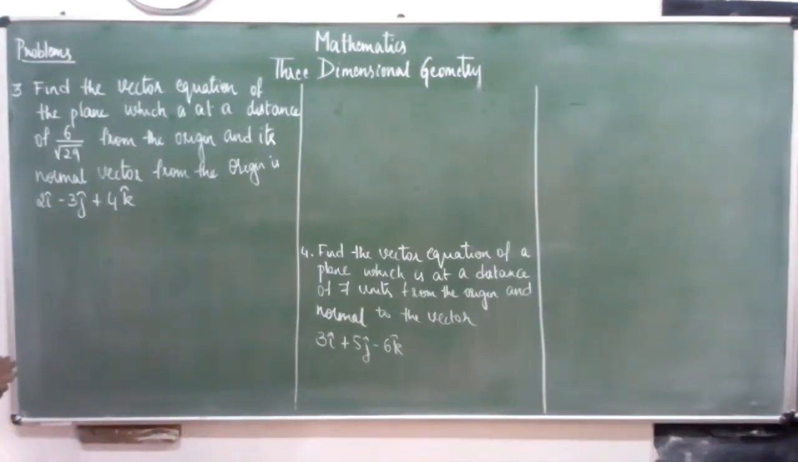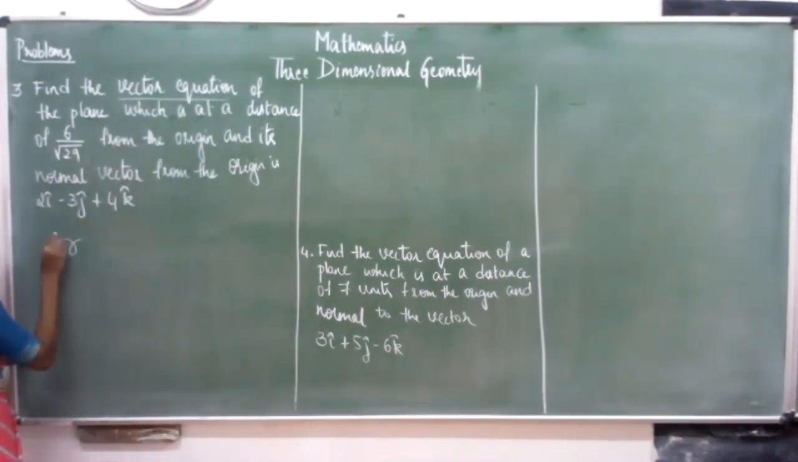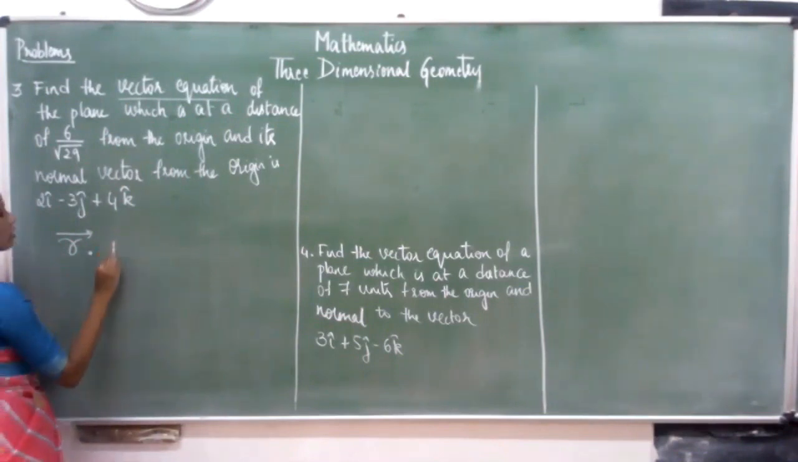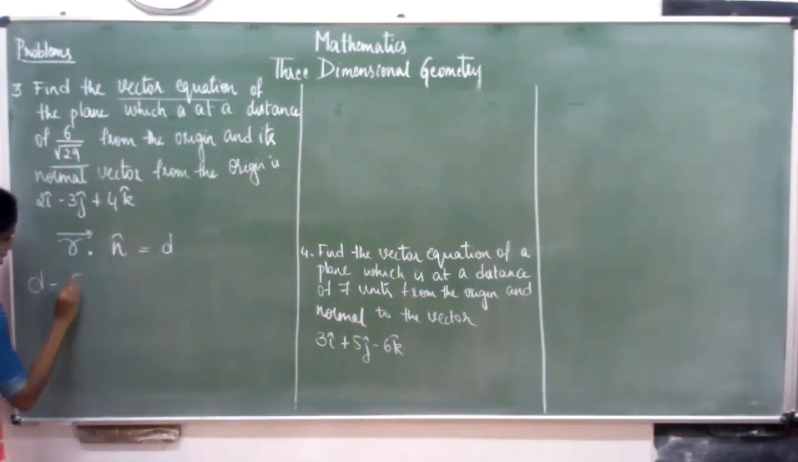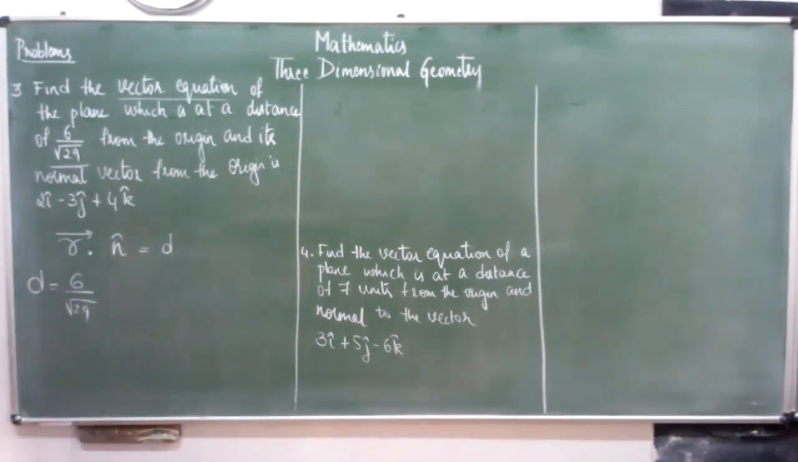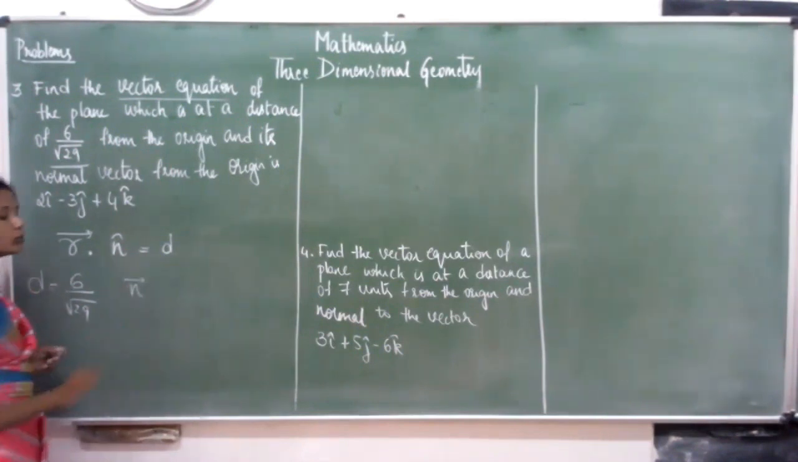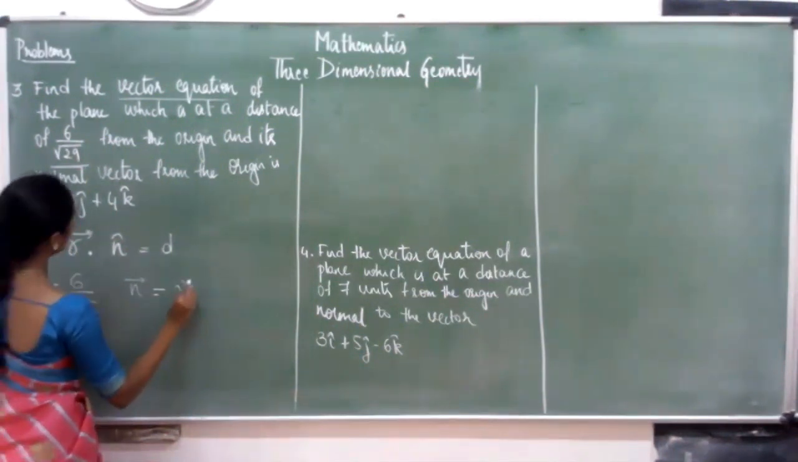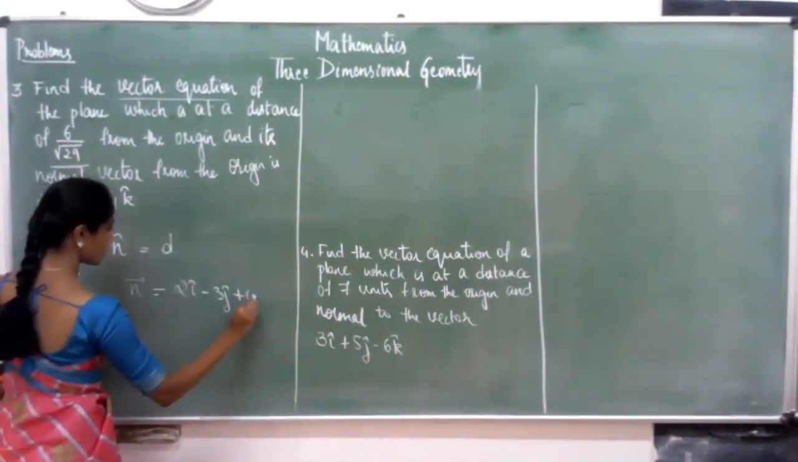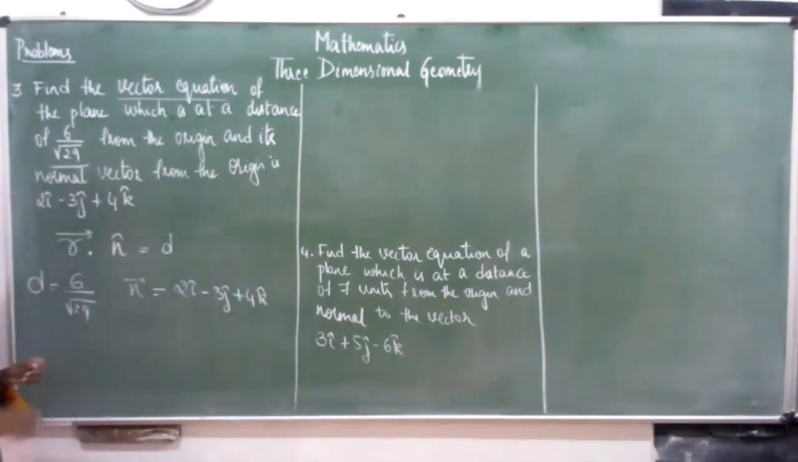Okay, in this question we need to find the vector equation of a plane. So we know what vector equation is. Vector equation is given by vector r dot n cap is equal to d, which is the distance. So the next data given is d, which is 6 by root 29 from the origin, and its normal vector. Here, instead of giving a unit vector n cap, they have given the normal vector, which is 2i cap minus 3j cap plus 4k cap. These are the data which we can extract from the question.